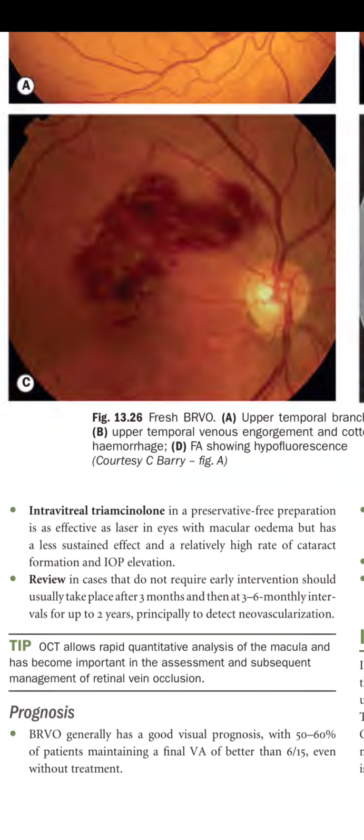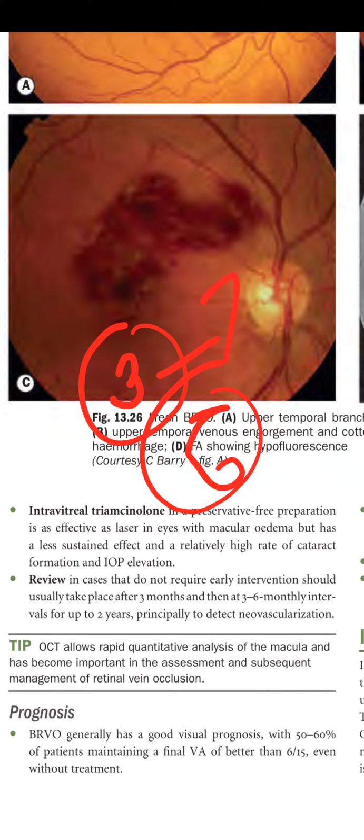So, how do you do review? Review in cases that do not require early intervention should take place at 3 months and then at 3 to 6 monthly intervals up to 2 years, principally to detect neovascularization. So review should be done 3 monthly, then after that 6 monthly, for almost 2 years. OCT allows rapid quantitative analysis of the macula and has become important in the assessment and subsequent management of retinal vein occlusion.